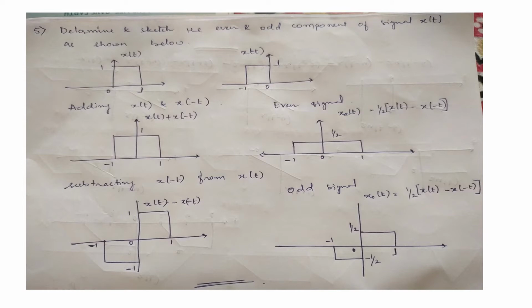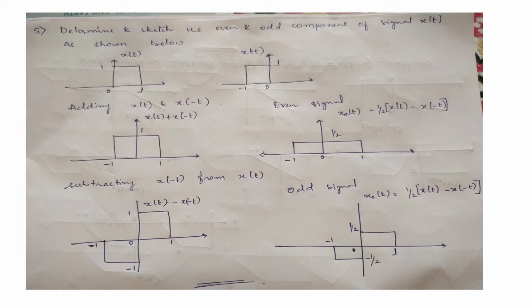Next, I have to find out the even and odd components of the given signal x of t. So x of t is given. We know that x e of t is equal to x of t plus x of minus t divided by 2. And the odd signal x o of t is equal to half into x of t minus x of minus t.